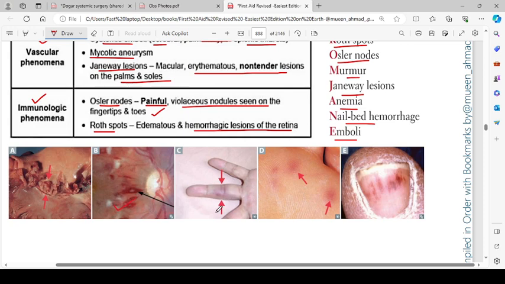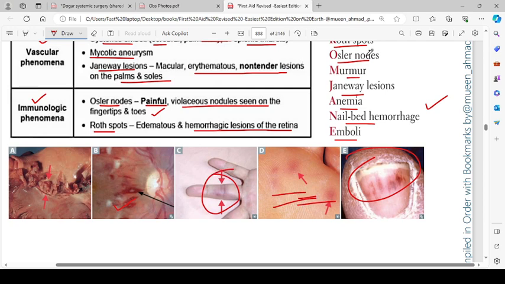Then these are Osler nodes. These are JNV lesions, and these are splinter hemorrhages of the nail bed. Okay, JNV lesions are irregular and non-tender. Remember that they're on the palms and soles. Like these are the JNV lesions, and they will be non-tender.